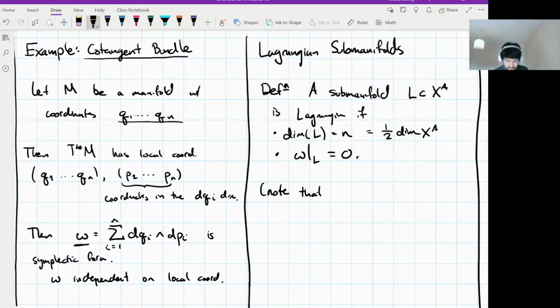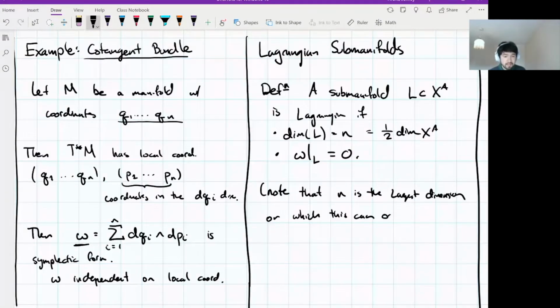Note that n is the largest dimension on which this can occur. If I let my dimension get any bigger than n, then I will necessarily have a manifold on which the symplectic form is non-vanishing because it's non-degenerate. So this is the biggest thing on which you can have a vanishing symplectic form.